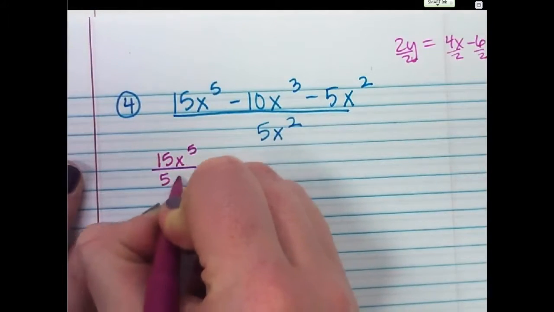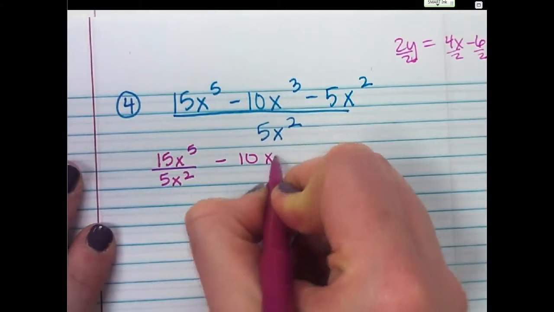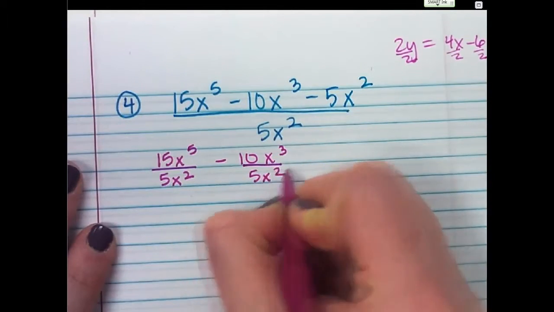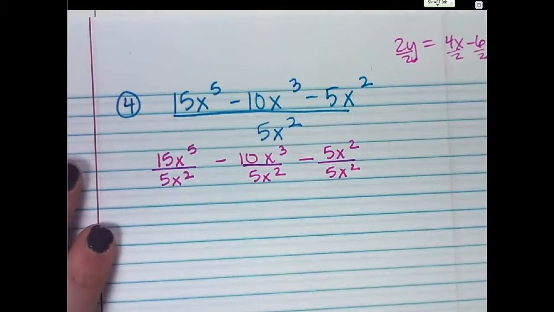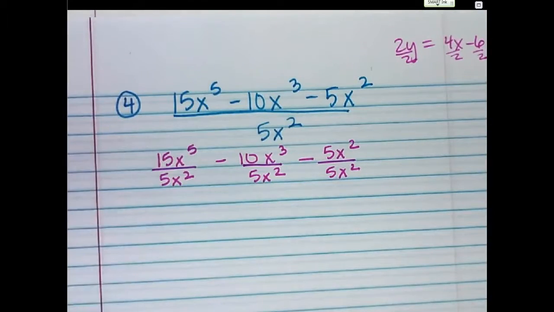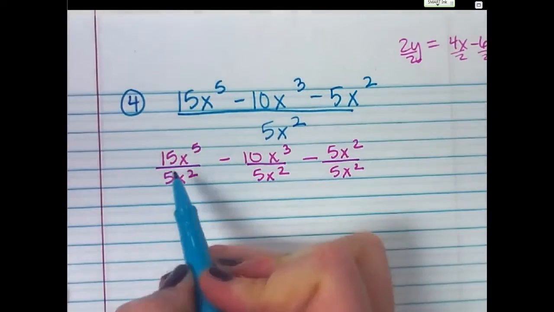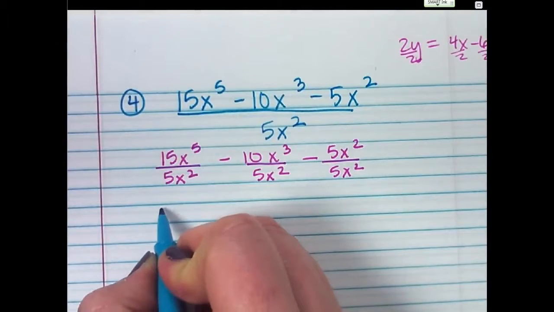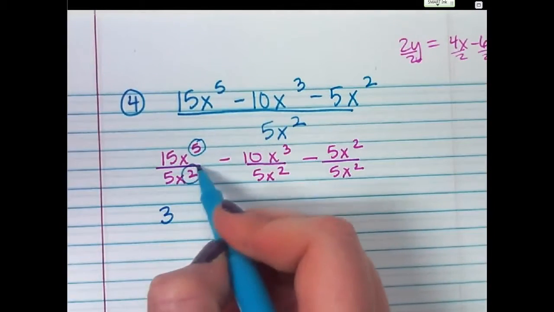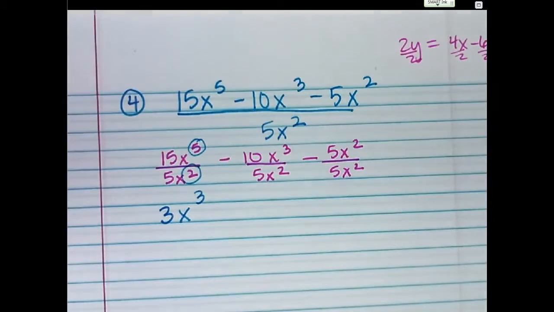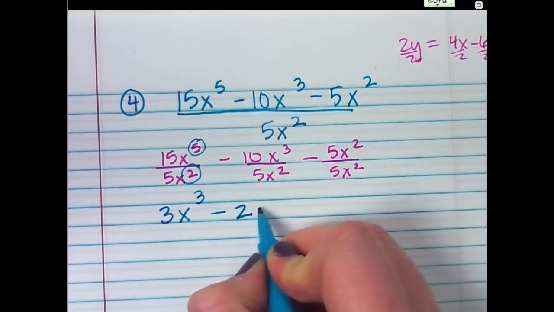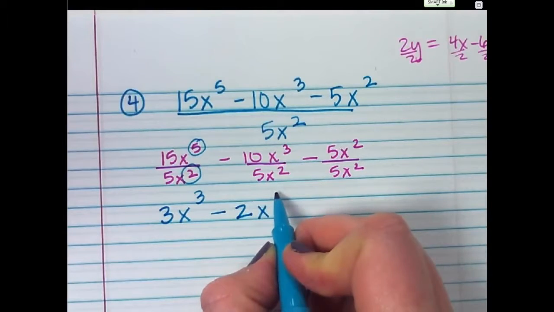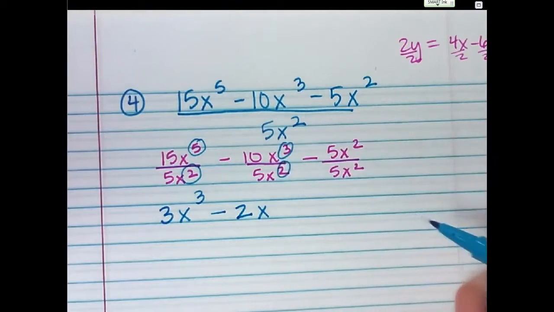You don't have to write it out if you don't need to. Some of you, it might be better. So I'm just taking each one from the top and dividing it by the bottom. So just divide your numbers like regular. 15 divided by 5 is 3. What do I do with exponents when I divide? Good, subtract. So x to the third minus 10 divided by 5 is 2. x to the first, which I'll just leave. 3 minus 2 is 1.